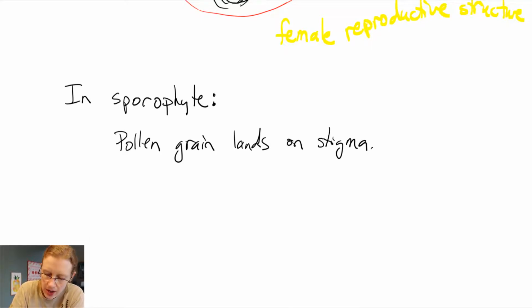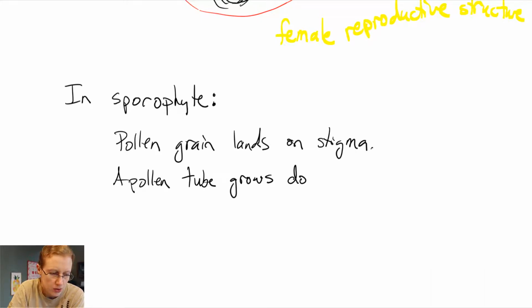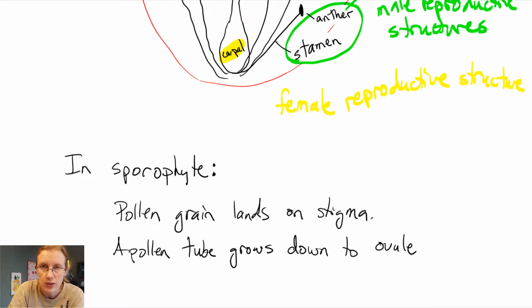And what happens next is the pollen will grow a tube down, down the carpel. Pollen tube forms. The pollen tube grows down to the ovule, which is down here in the base of the carpel.